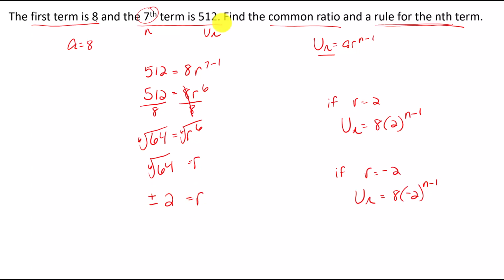So if they said that all of the terms in the sequence were positive, well, it'd have to be this one, where r is positive 2. But here, this negative r is going to cause my sequence to alternate: positive, negative, positive, negative. So if we knew it was an alternating sequence, then it could be this one. But we weren't given enough information to decide, so we have to do both.